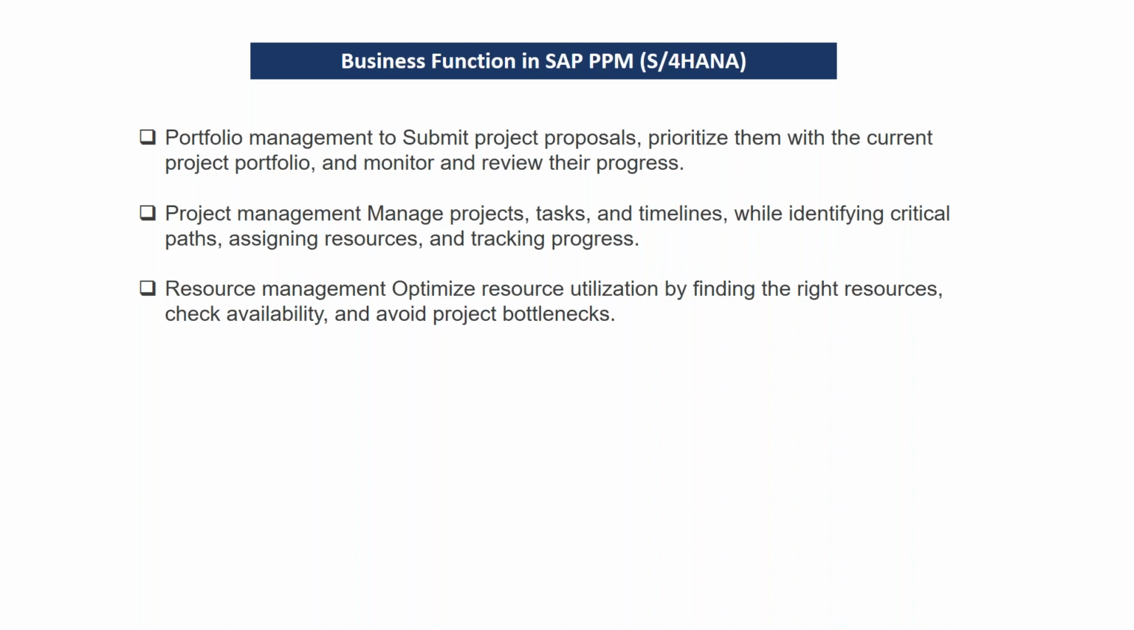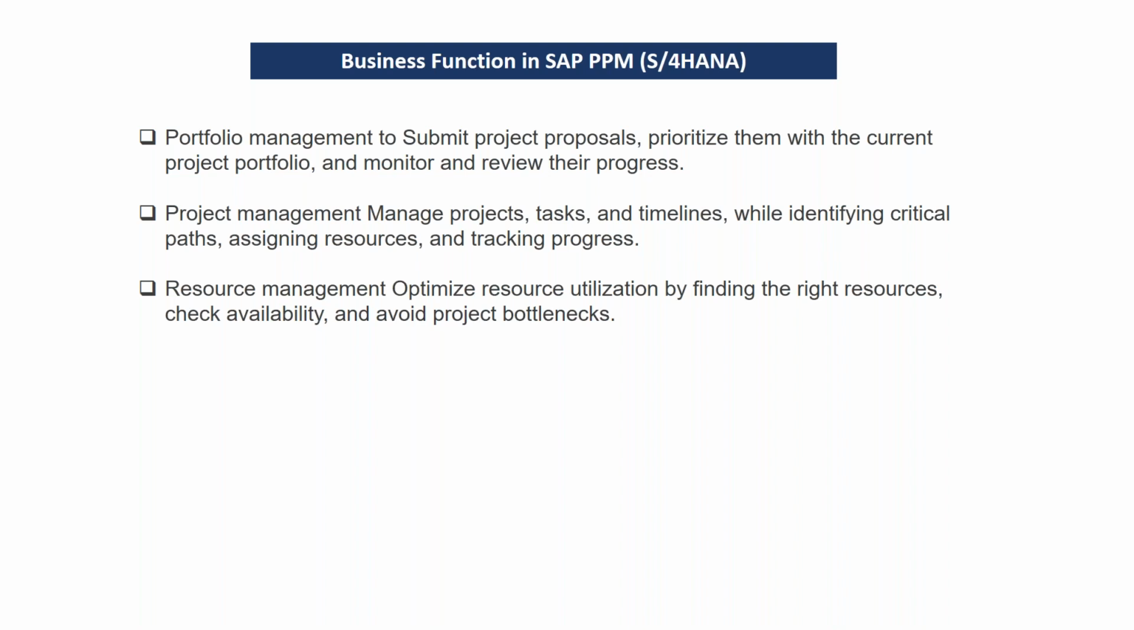So in project execution, you can do it in project management in SAP PPM or in SAP Project System. So when you are taking it to project management, what is the major benefit we are getting from the project management part? Project management is managing the project tasks and timelines while identifying critical paths, assigning resources and tracking progress. So here we are majorly using project management for the scheduling perspective and the resource planning.